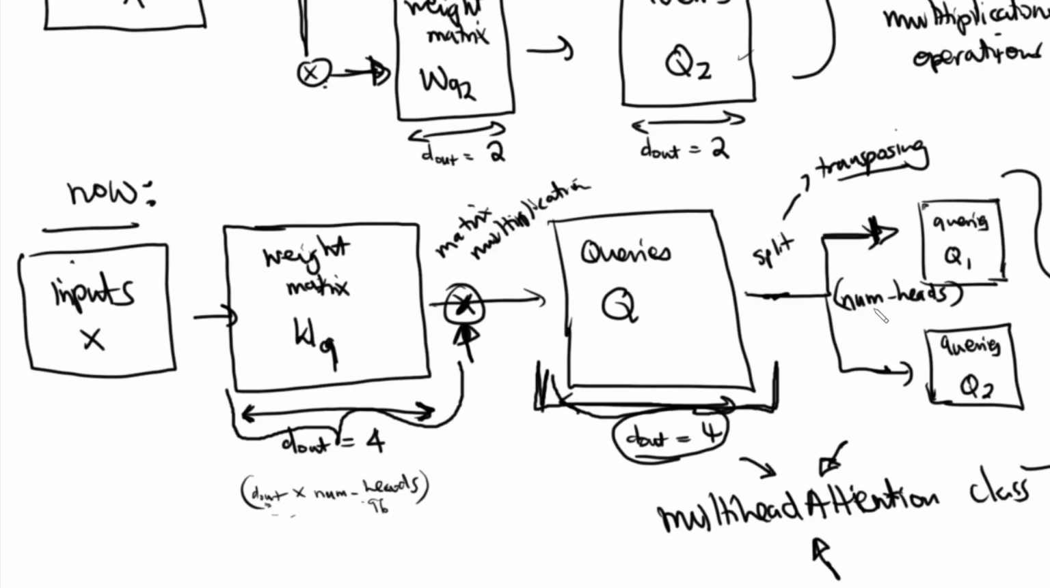So if the number of heads is 2, our output here will now be D out divided by 2. That's why we have to assert that the D out we put in there for the big matrix is divisible by the number of heads, because we want them to be divisible like this. So that's why we have to assert it in code. So let's go back to code and see.